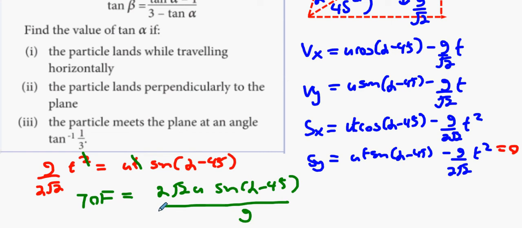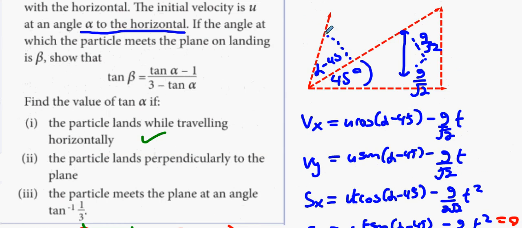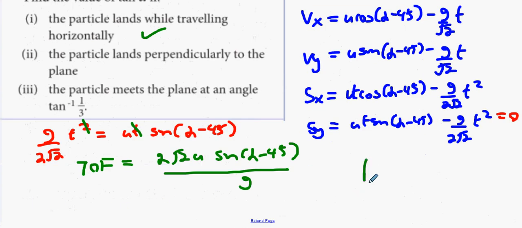Cool. Now, the plane lands while traveling horizontally. What does that mean? The landing angle is 45 degrees. It's the same angle as the plane. Now, what is landing angle again? Tan L equals minus Vy over Vx at time of flight.